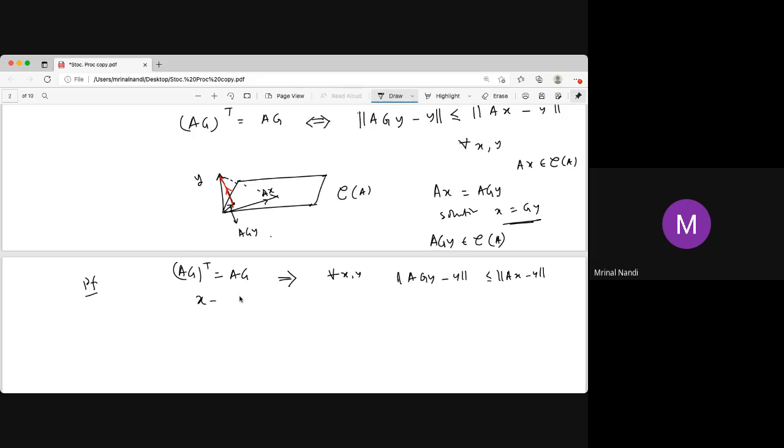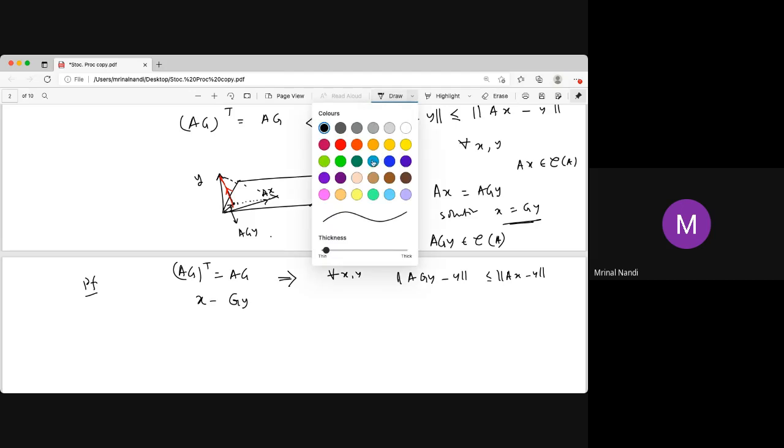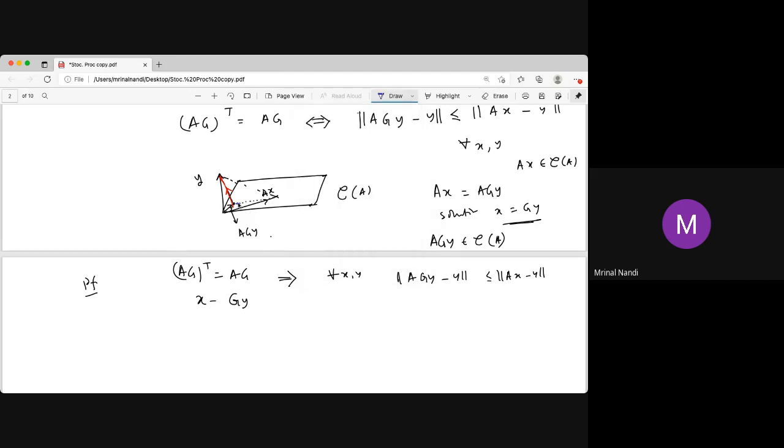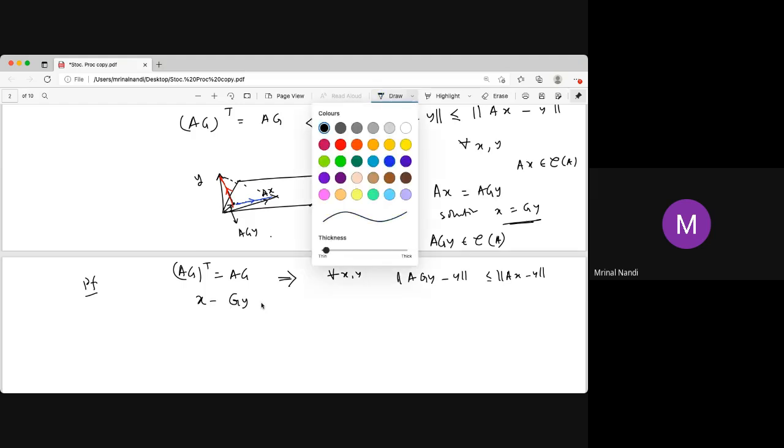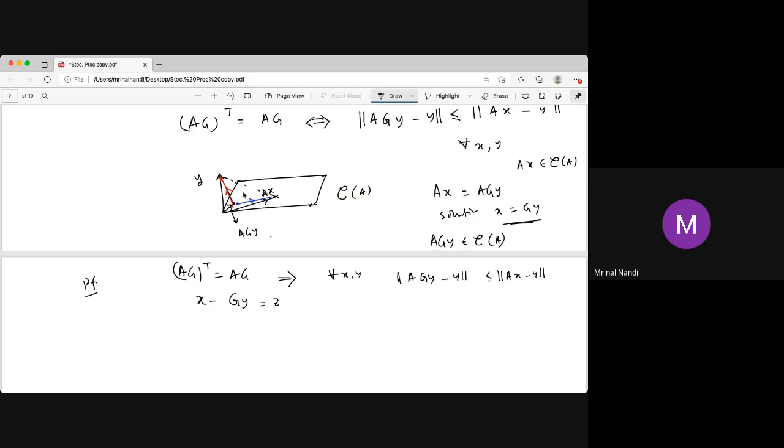Now put x minus Gy. That is the idea, that x minus Gy. Then you have to multiply by A. This is actually a vector, A into x minus Gy. So put that as w. So this is Aw actually.